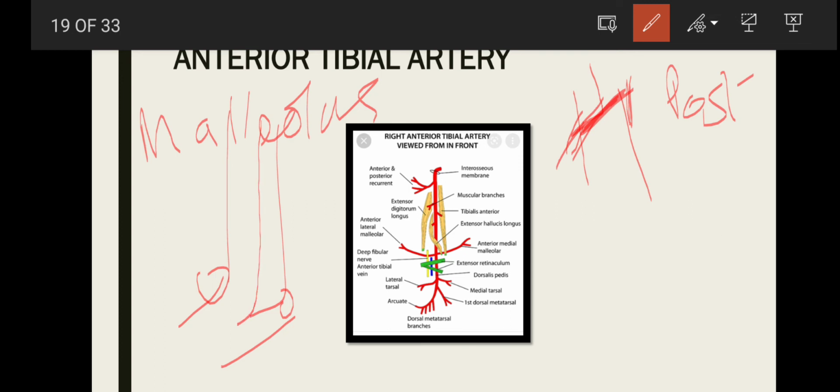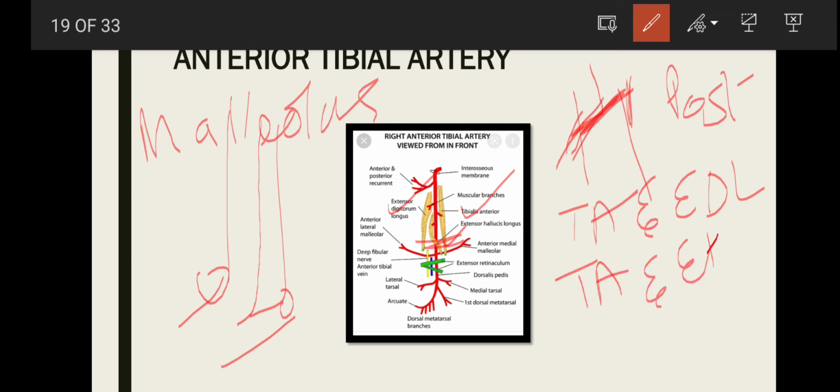Now let us see the course of this. You can find it in this picture itself. Initially the anterior tibial passes, you can see here, in the upper one third of the leg between two muscles. They are tibialis anterior and extensor digitorum longus. So initially the artery is present between tibialis anterior and extensor digitorum longus. As it goes down, in the middle section, it passes between tibialis anterior and extensor hallucis longus. So see the picture and learn this.